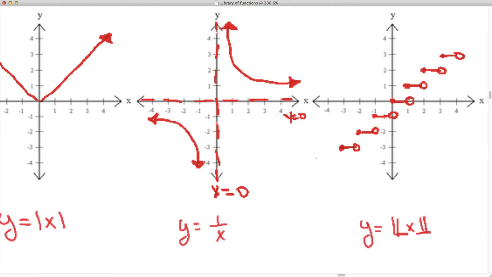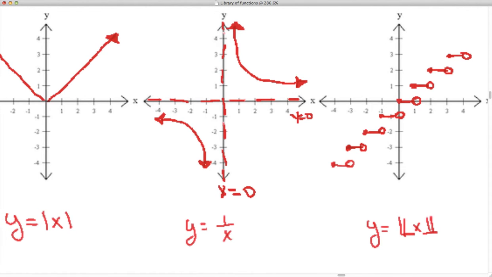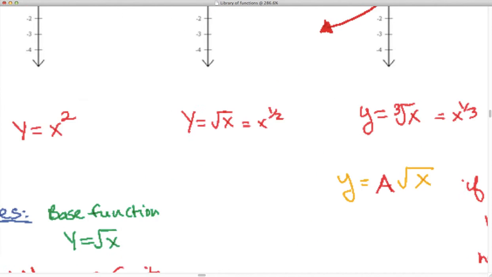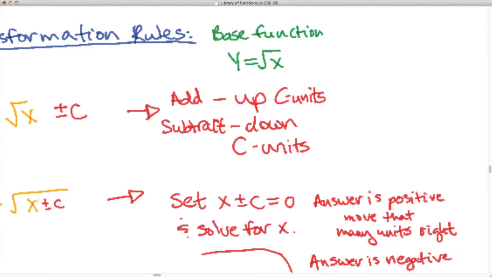Basically the way this works is it's -4 on your y value when x is -4, but the moment that x becomes -3, it jumps up from -4 to -3. And it's -3 until x remains -3, but the moment that x becomes -2, it jumps up to -2, and so forth. Okay? So with these basic functions, there are some transformation rules that could be applied.